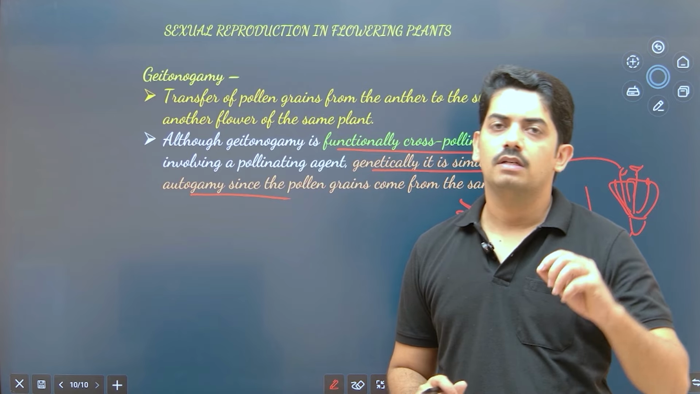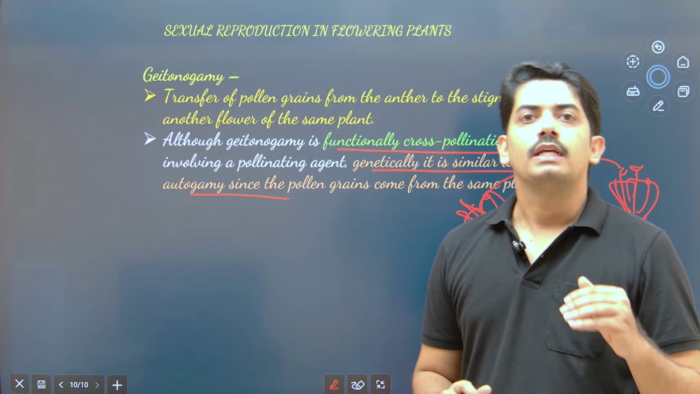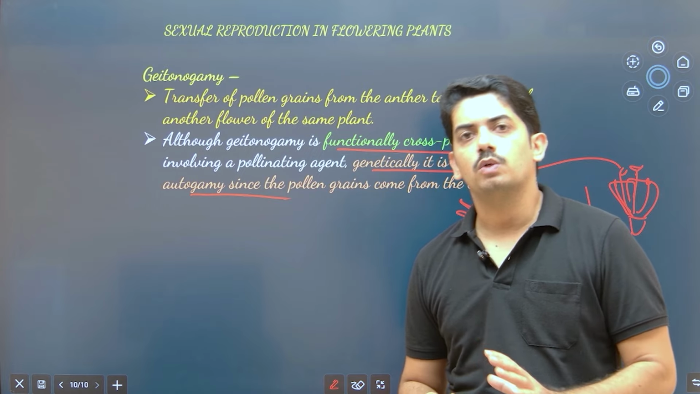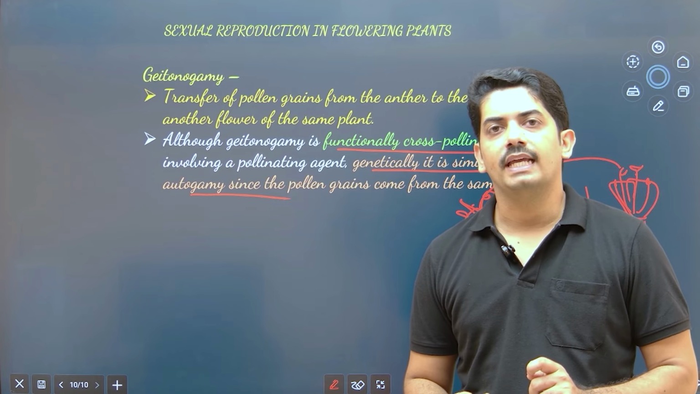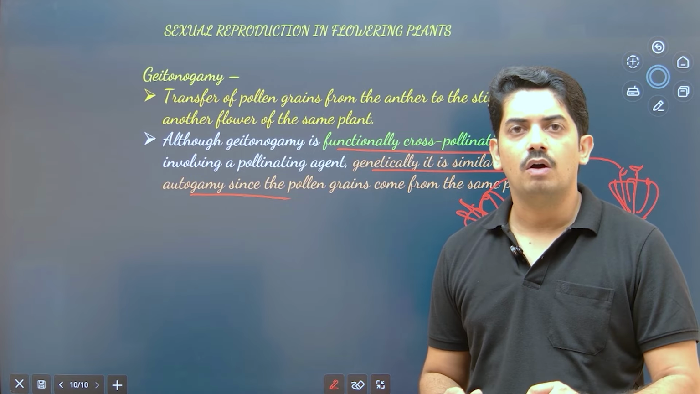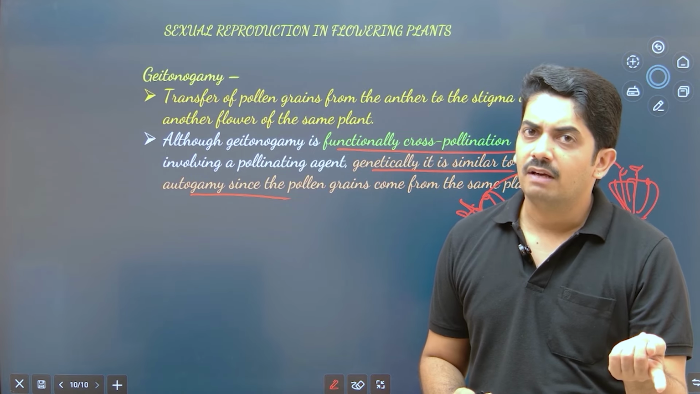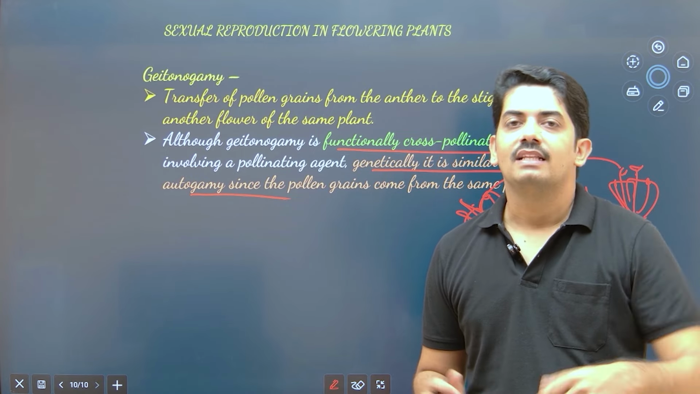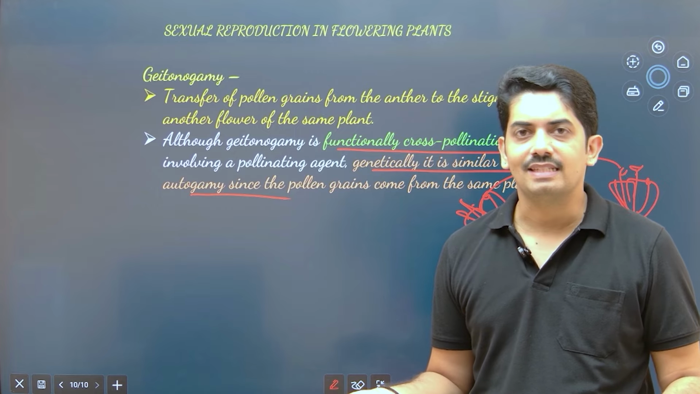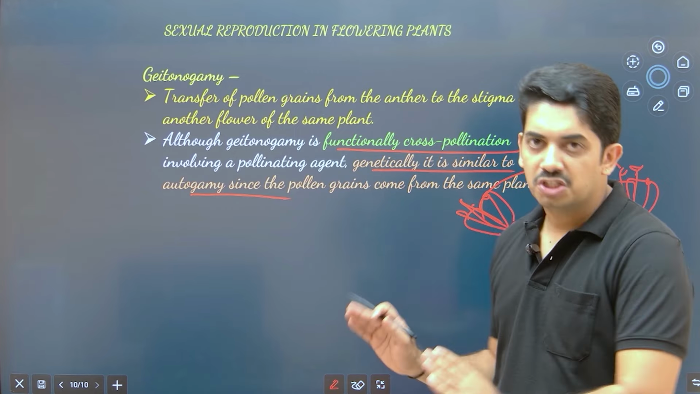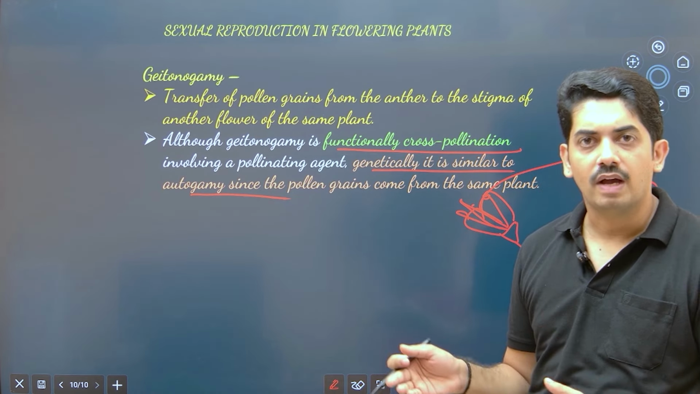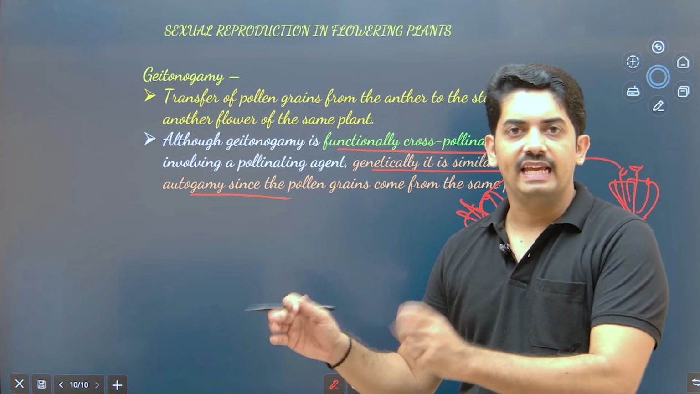At that time, please make sure that geitonogamy is similar to autogamy for one reason, that is transfer of pollen takes place from anther to the stigma of a different flower of the same plant. That means genetic constitution is same. It is like self pollination, but functionally it is cross pollination, requires the pollinating agents.